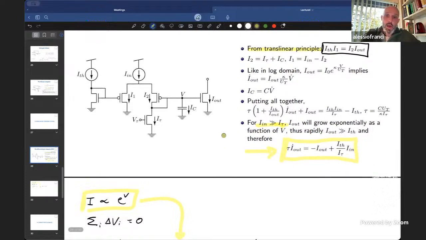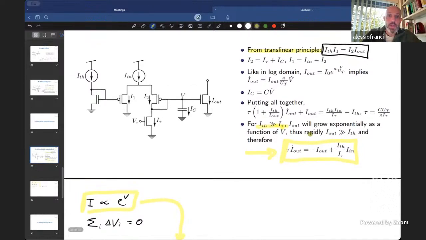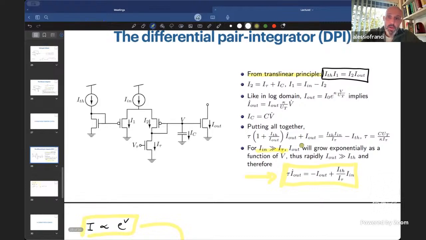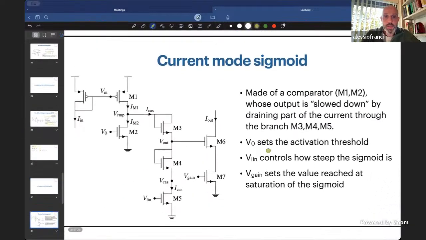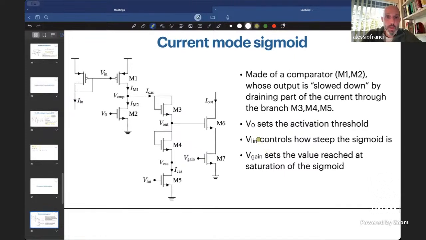And now what you need to build neuromorphic dynamics is some form of nonlinearity that you can interconnect with this linear first-order differential equation. And the design that we developed in collaboration with the University of Zurich is this one.